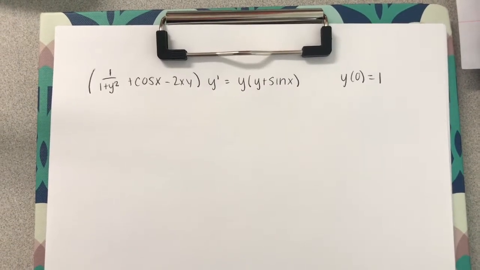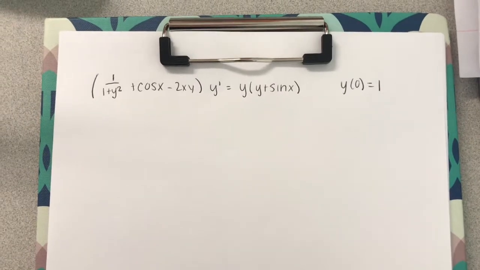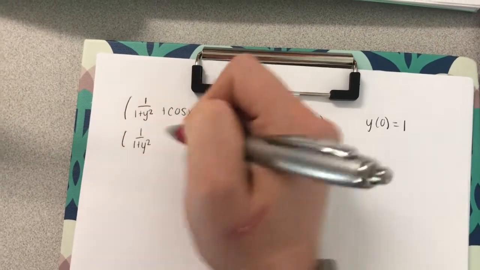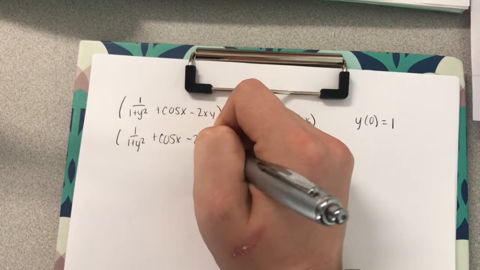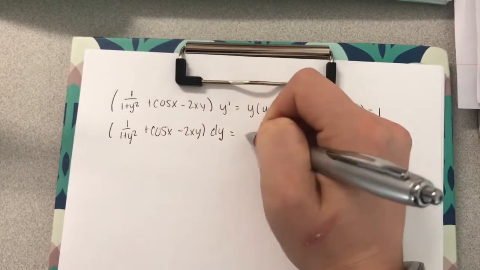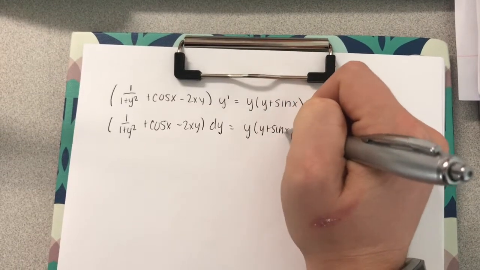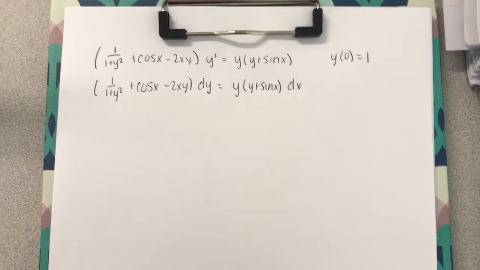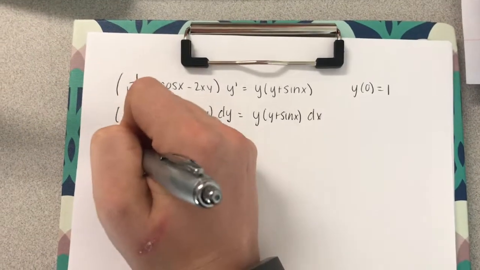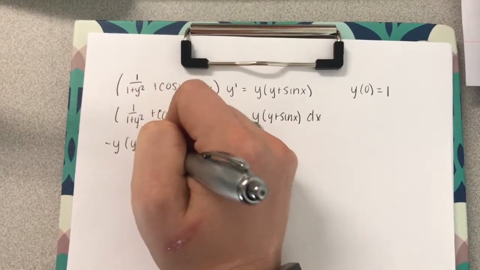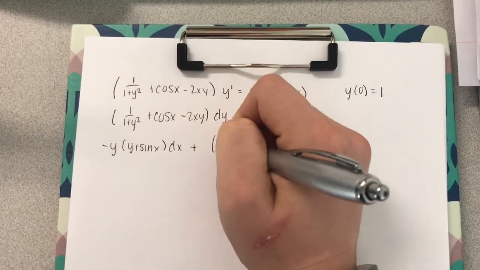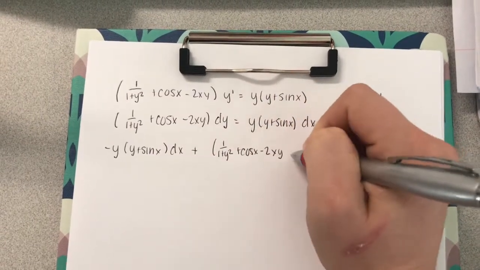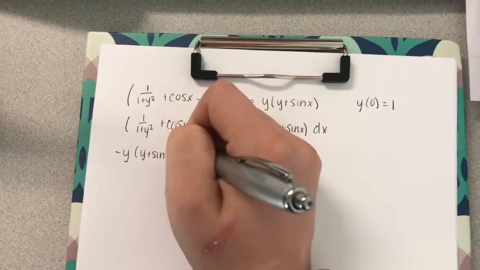So the first thing I'm going to do is turn that y prime into dy over dx and multiply that dx over to the right side. So I have 1 over 1 plus y squared plus cosine x minus 2xy times dy equals y times (y plus sine x) dx. In order to use the exact method, I need this equation equal to 0. So I'm going to subtract the right side over, and I have negative y times (y plus sine x) dx plus (1 over 1 plus y squared plus cosine x minus 2xy) dy.